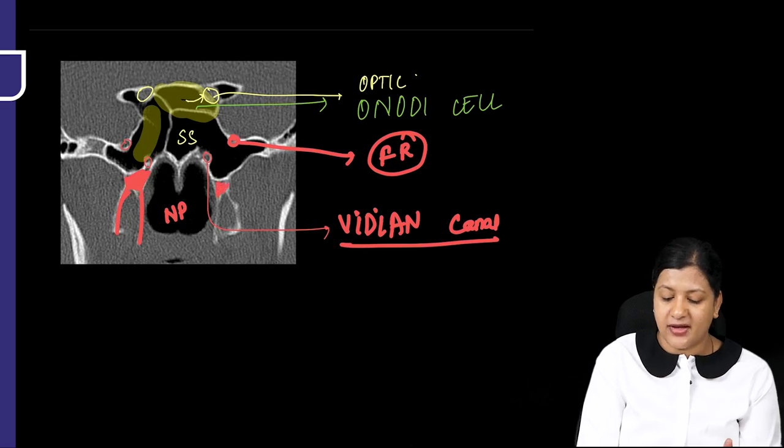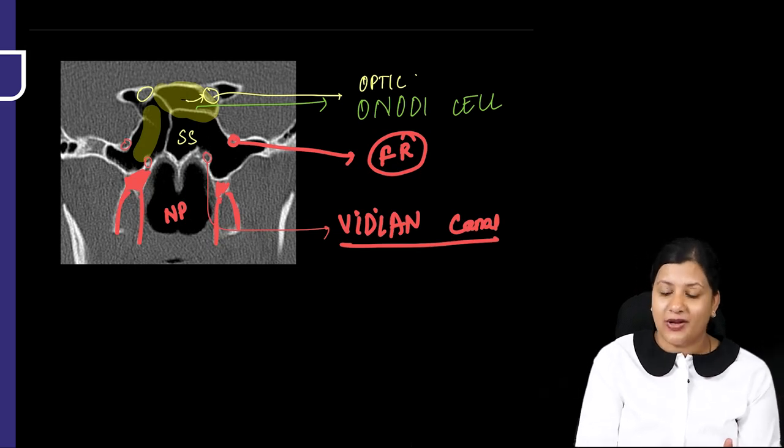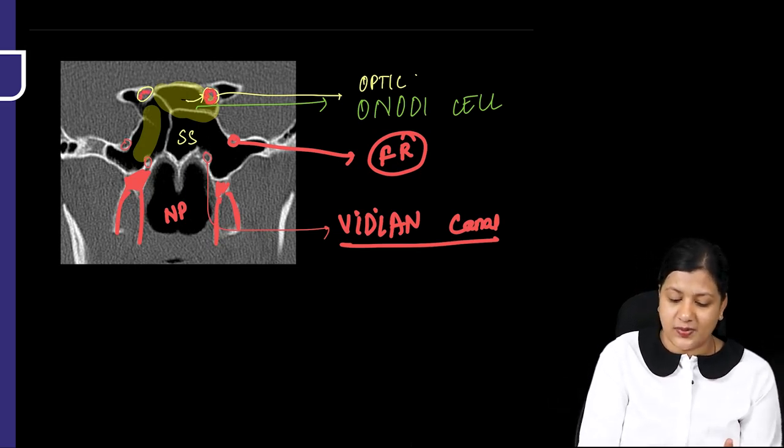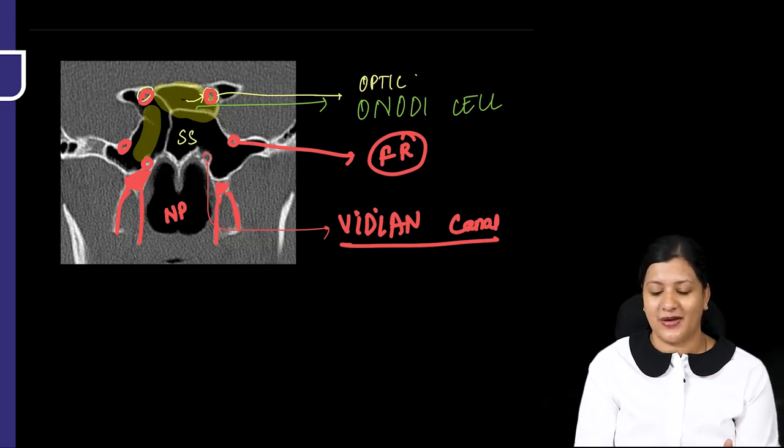So this is your pterygoid base with the medial pterygoid plate and lateral pterygoid plate, and we are seeing the sphenoid sinus, optic nerve present superiorly. We have the foramen rotundum above and Vidian canal below. So these are the structures of your sphenoid sinus.